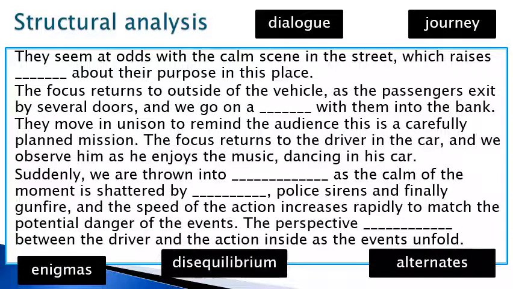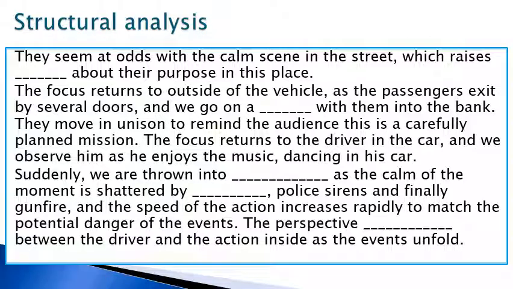Again, another bit of analysis here, same task. You've got the words dialogue, journey, enigmas, disequilibrium, and alternates, as in varies from one to the other. And again, I want you to have a go, pause here, and fill those gaps once again. They seem at odds with the calm scene in the street, which raises enigmas about their purpose in this place.